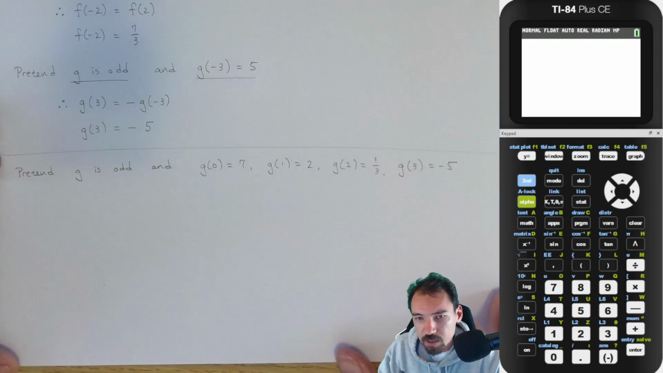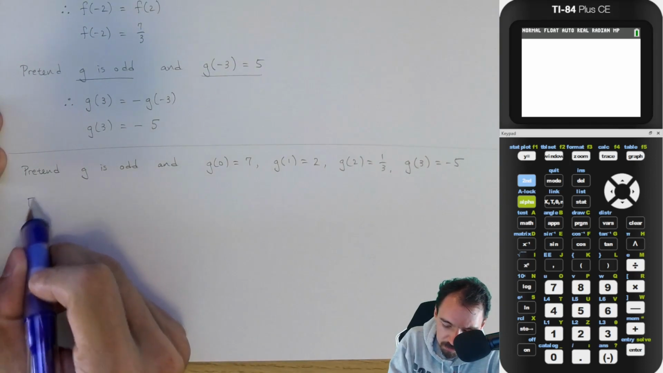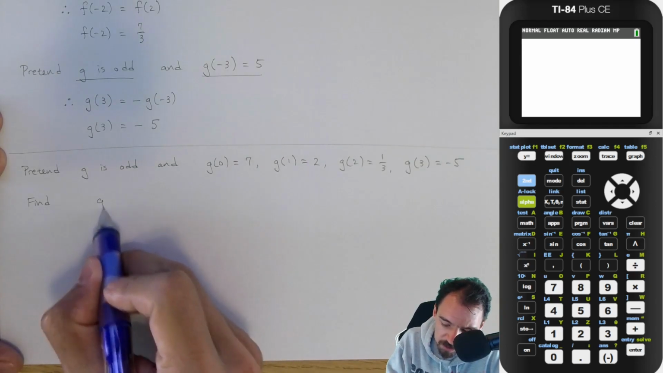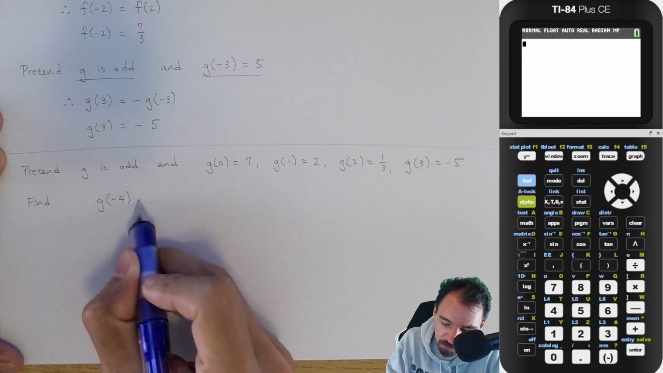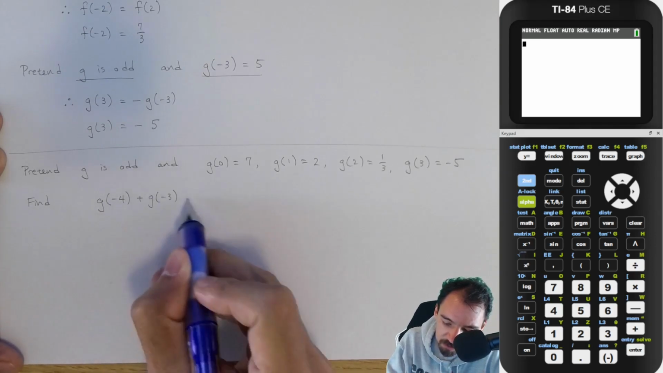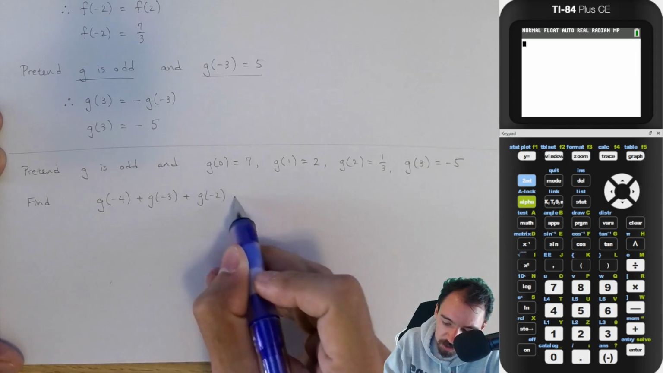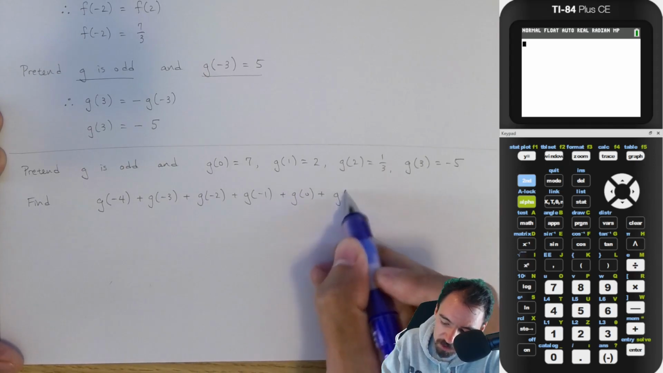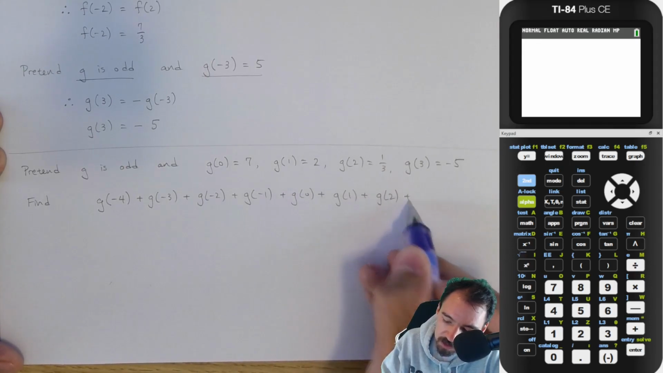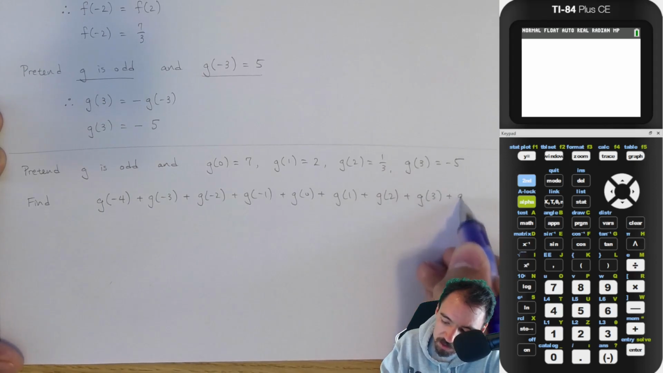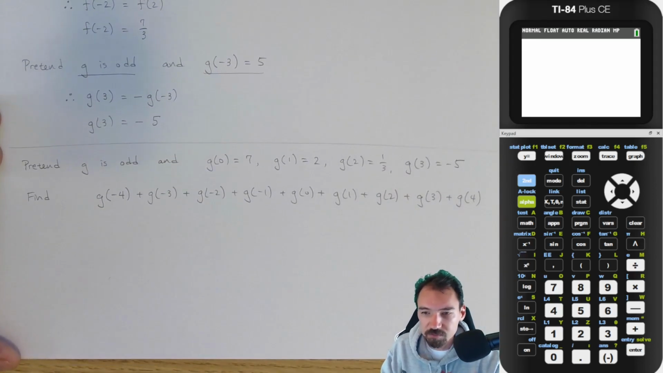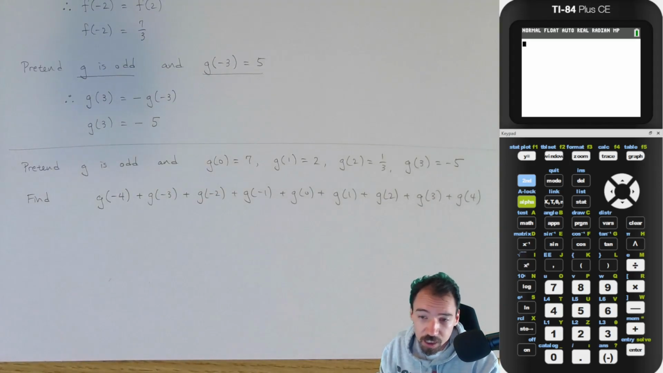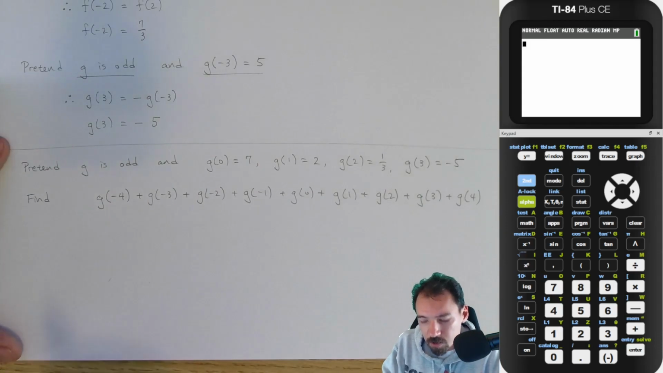Now, let's say we want to find the sum: g of negative 4 plus g of negative 3 plus g of negative 2 plus g of negative 1 plus g of 0, g of 1, g of 2, g of 3, and g of 4. I don't know why we want to find that. Maybe this represents some kind of physical situation and we're trying to evaluate it. But let's just start taking a look at this.